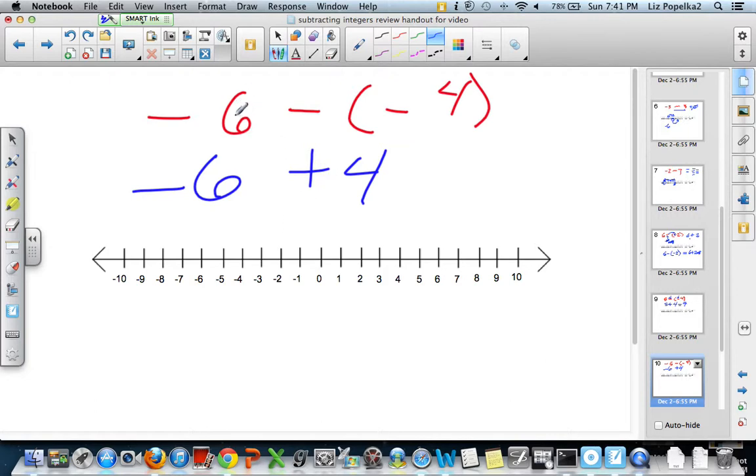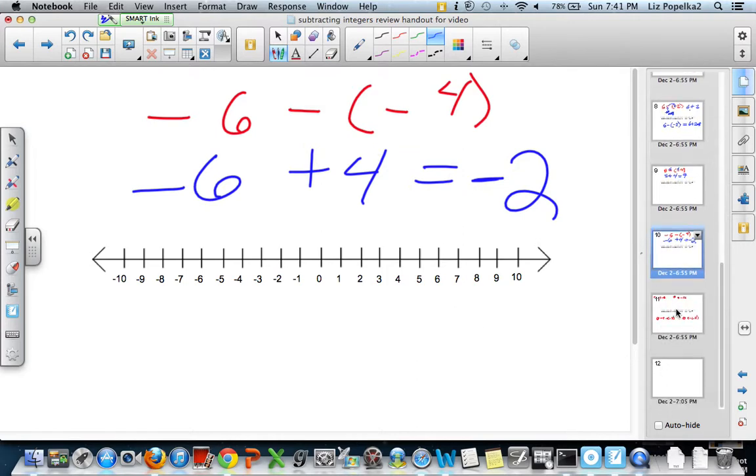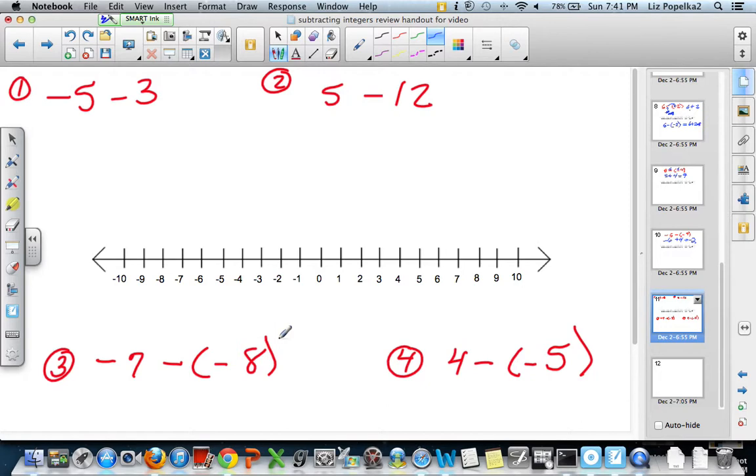So I'm going to rewrite this. Negative 6 minus a negative 4 is now negative 6 plus 4. According to our integer rules, if they're the same sign, we would just add them together. They're a different sign though, so we're going to subtract. 6 minus 4 is 2. Take the sign of the higher absolute value. If you were to do this, the positive 4 would cancel out 4 of those negatives and leave you with a negative 2. Go ahead and pause the movie and take a moment to try to work these out on your own. Then restart the video when you're ready to check them yourself.